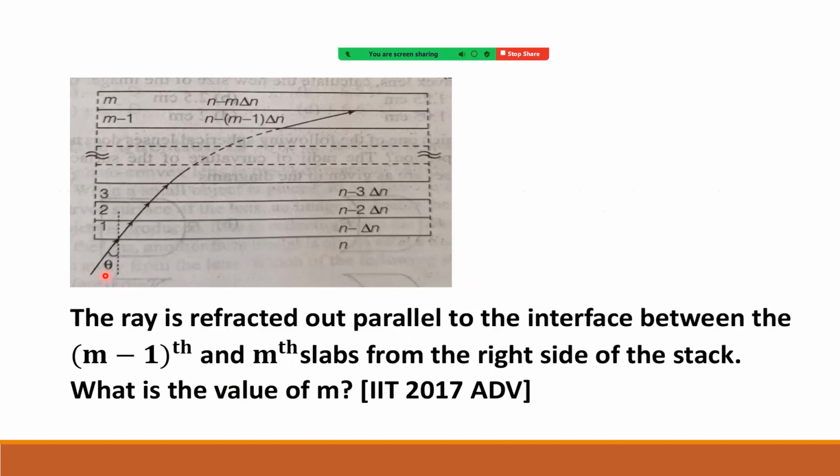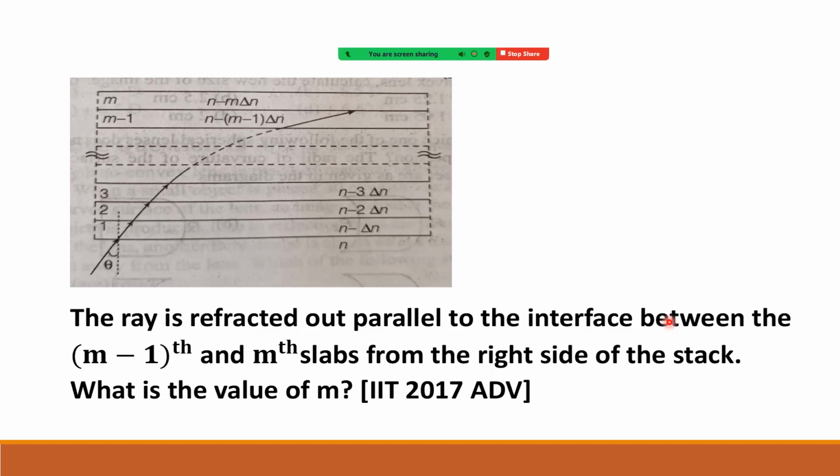So given the n value and theta value 30, the layers are 1, 2, 3, 4 and so on: n minus delta n, n minus 2 delta n and so on. The ray is refracted out parallel to the interface between the m minus 1th and mth slabs from the right side of the stack. What is the value of m? This was asked in JEE Advanced 2017. And this question is again based on the same point: whenever boundaries are parallel, we can write Snell's law for any two media directly.